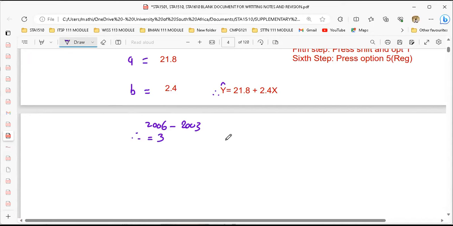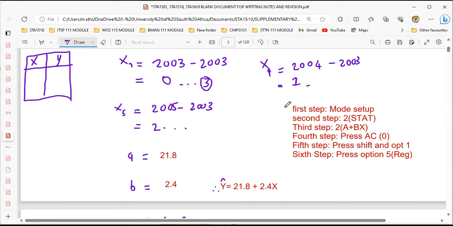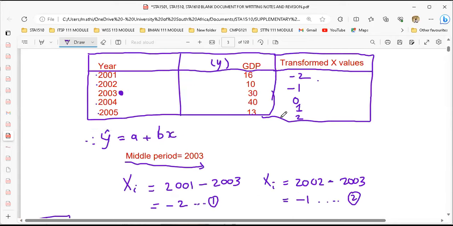Then you say y hat is equal to 21.8 plus 2.4. Where you see x, you put that 3, and then you get your answer for this one. I hope now you understand.